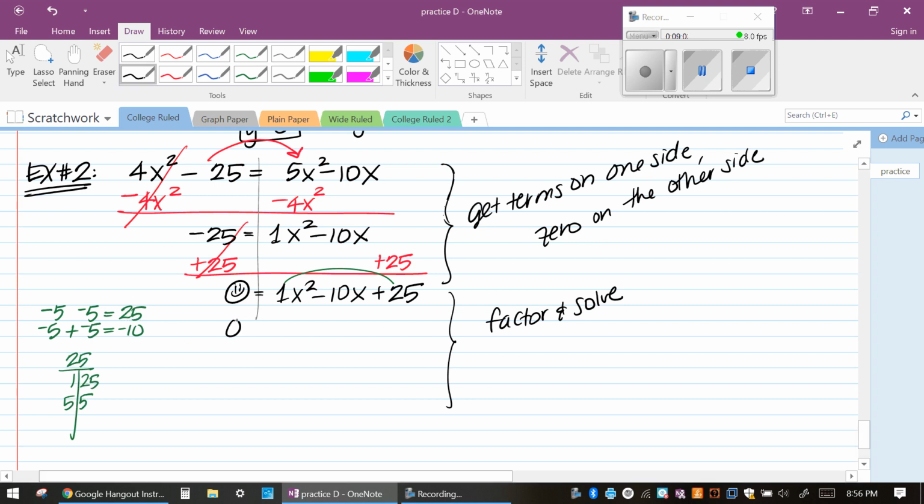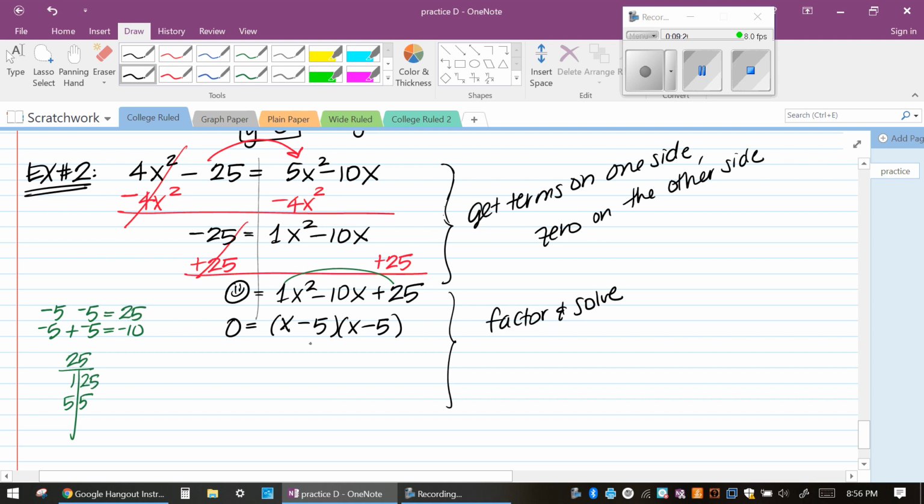The correct factors are negative 5 and negative 5. I can use the shortcut for factoring here because my leading coefficient was 1. The two numbers that are found were negative 5 and negative 5, so I put them in parentheses as binomials: x minus 5 and x minus 5.